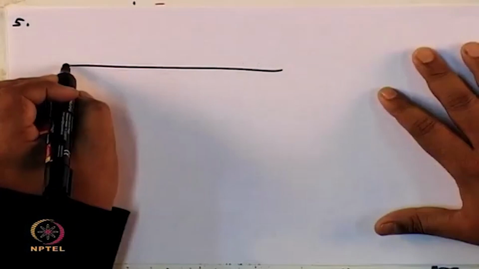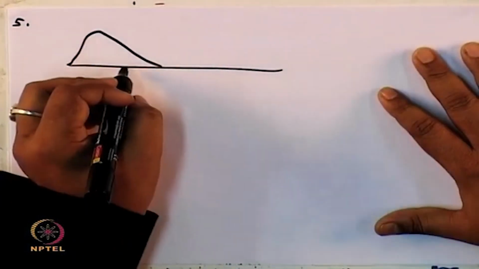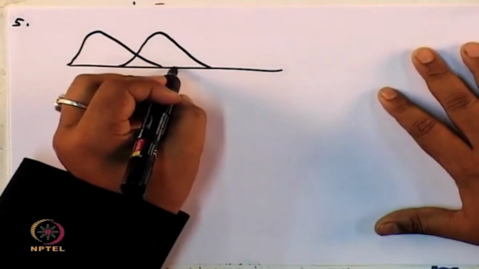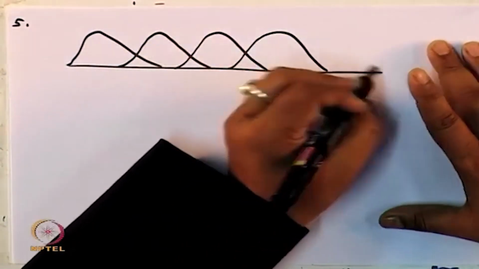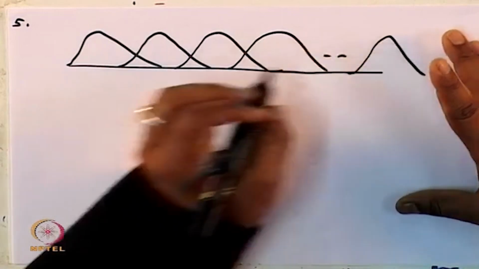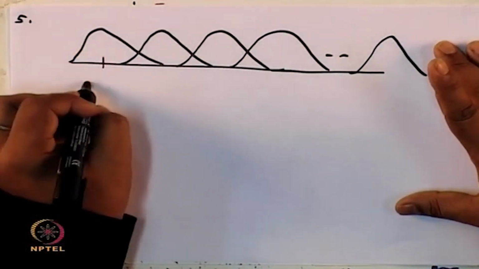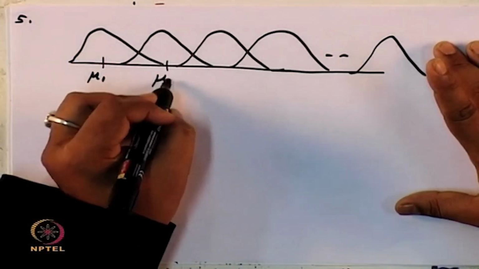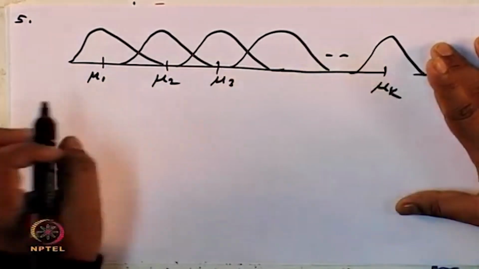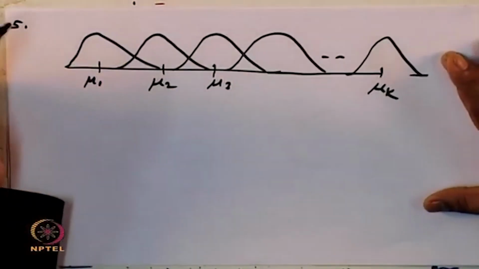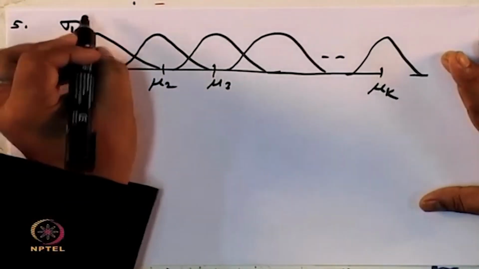So, what do we do in ANOVA? Let us say here you have mu 1, mu 2, mu 3, mu k. Each of these populations has the same variance.